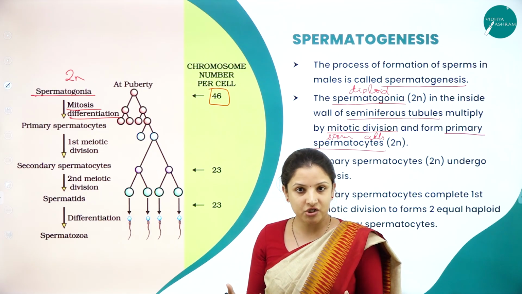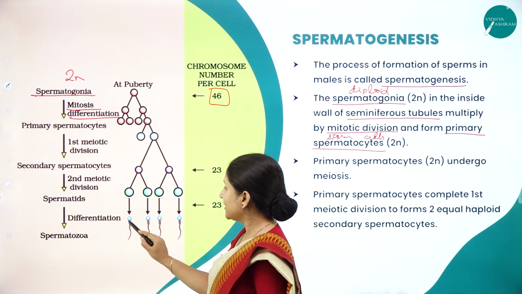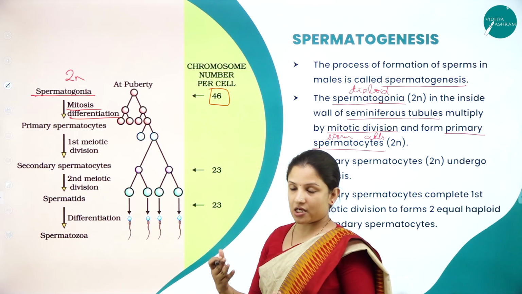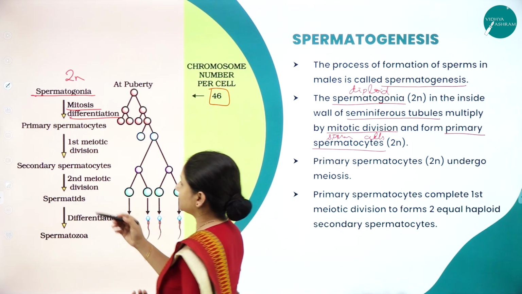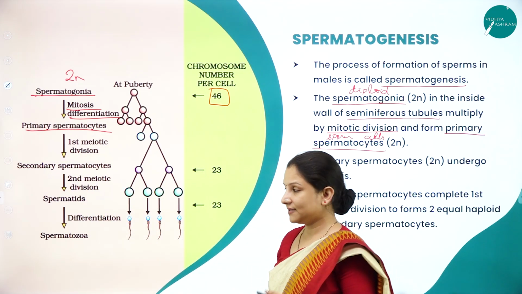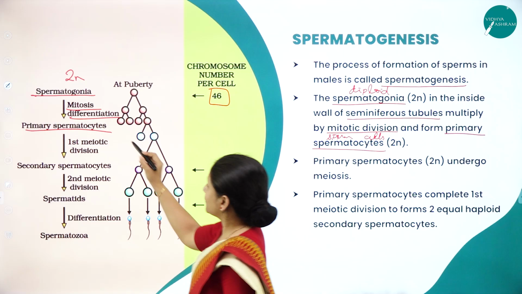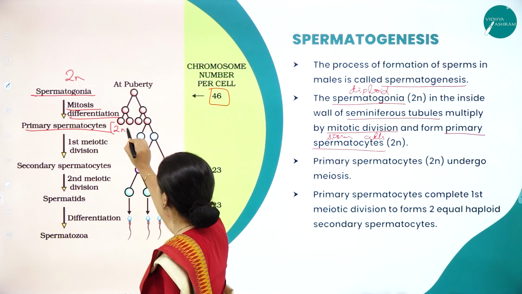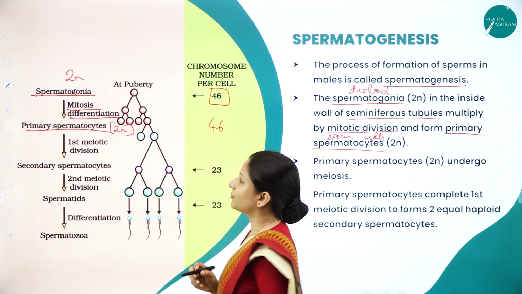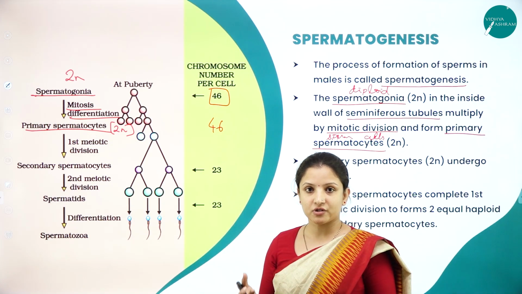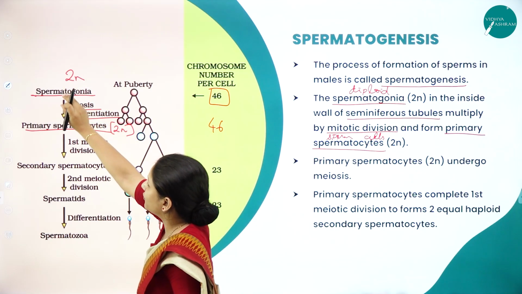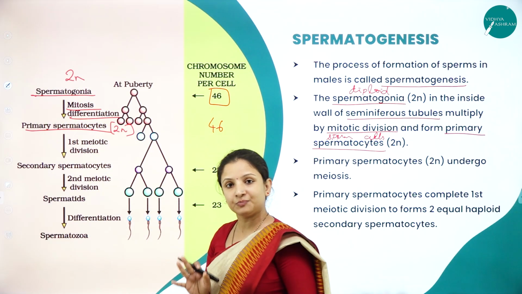No, they have differentiated to form the sperm cells, right? Can you see? They're different. So that is why we call it differentiation. They undergo mitotic division and produce the primary spermatocytes. These primary spermatocytes are also 2n in nature, meaning they also have 46 chromosomes. Why? They are undergoing mitotic division, so the same 46 chromosomes will be carried to the primary spermatocytes as well.